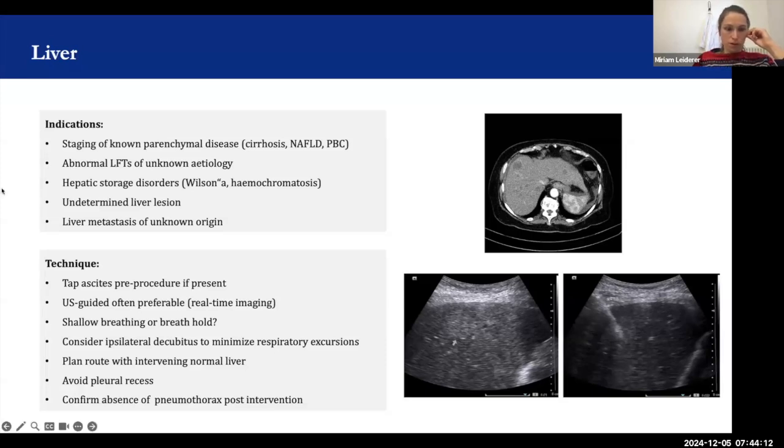Some people use ipsilateral decubitus, but I don't usually do that, to be honest. Always plan the route with intervening normal liver. You should all know that, because that way you decrease the risk of hemorrhage and of peritoneal seeding. And of course, avoid the pleural recess and try to confirm the absence of a pneumothorax post-intervention. You can usually do that with ultrasound. When you're done, make sure that the pleura still moves up and down with respiration, and that way you can see that there's no pneumothorax.